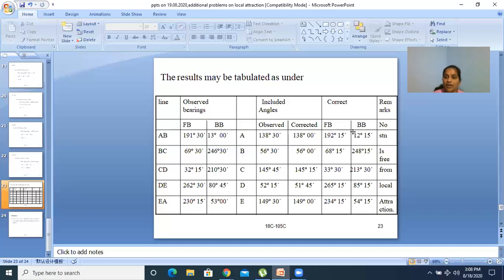So likewise, we have to apply the correction at each and every station by taking the minimum affected or minimum difference value. Okay. So in remarks, you can write, no station is free from local attraction. So that we have applied all the corrections on each and every station. Likewise, you can do. Is it okay? Right. Very easy. Right.